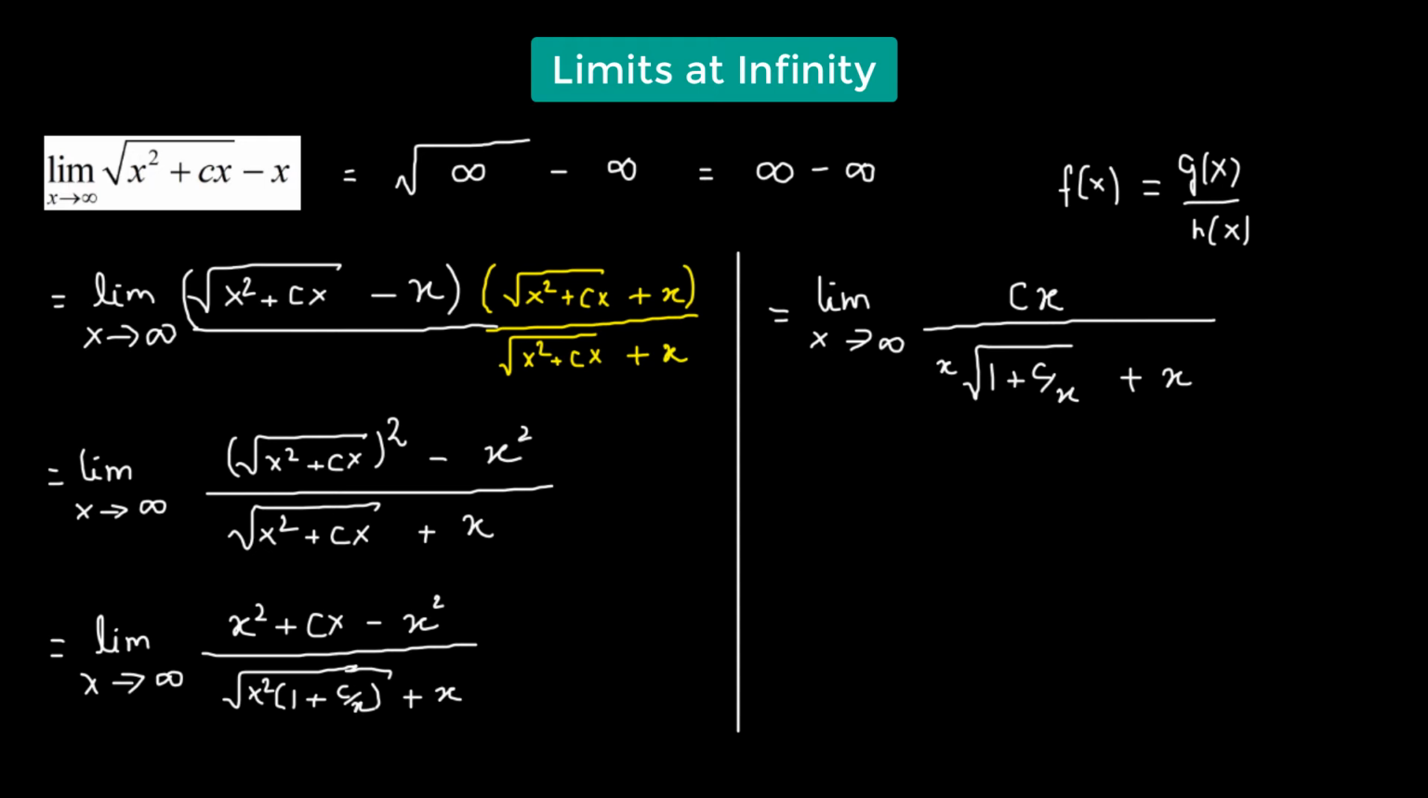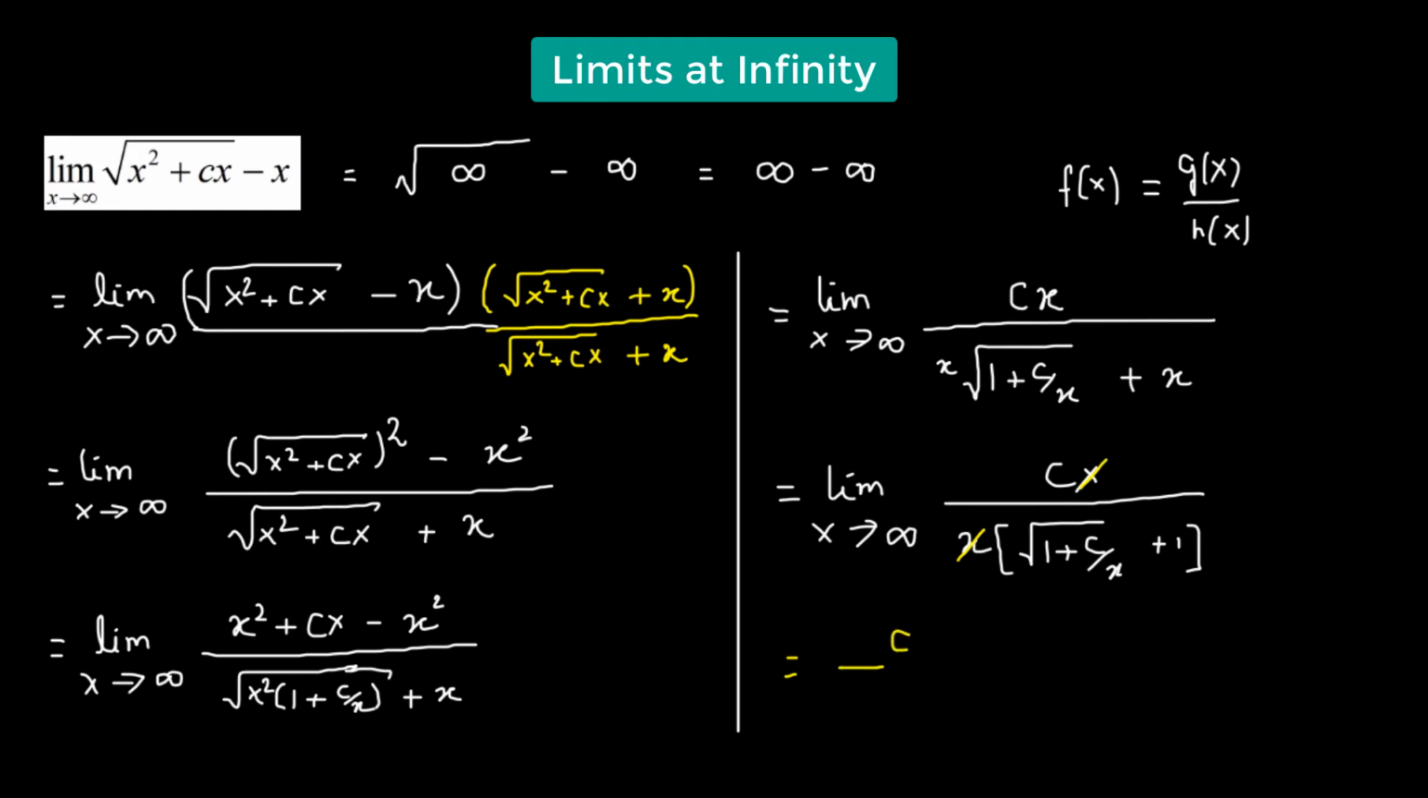Now the reason why I took x squared as the common factor inside the square root is because I wanted to take x as the common factor from the two terms in the denominator, so that we have x times the square root of 1 plus c over x plus 1. This helps us in cancelling out x from both the numerator and the denominator. Now we have c in the numerator divided by 1 plus the square root of 1 plus c over x in the denominator. This is where we have to calculate the limit.